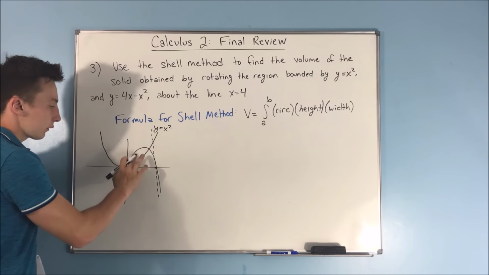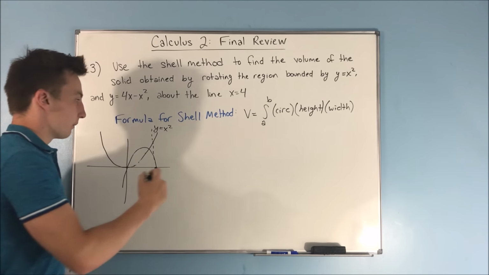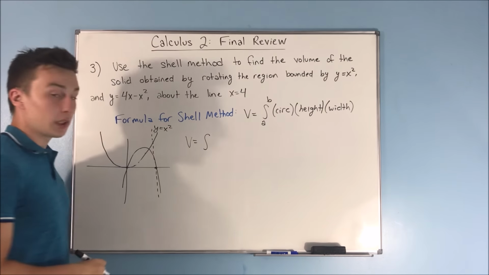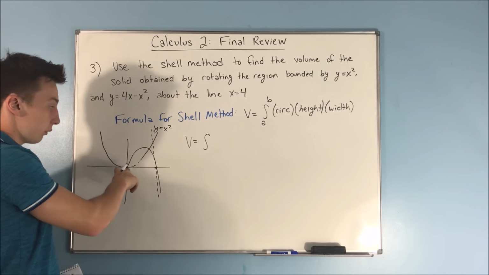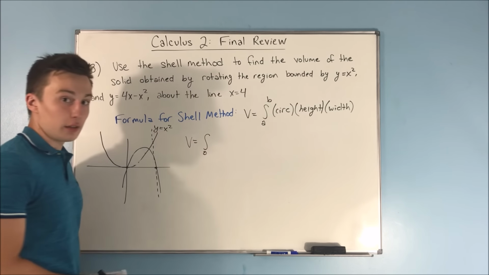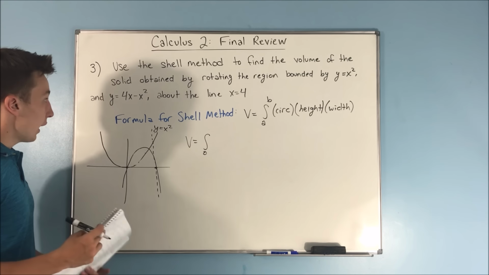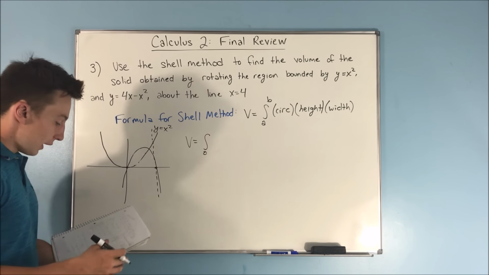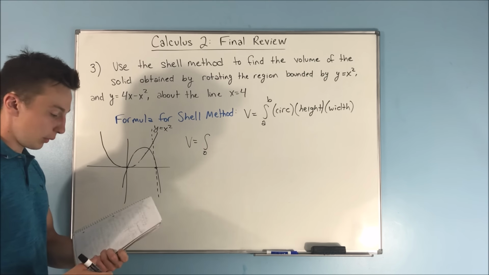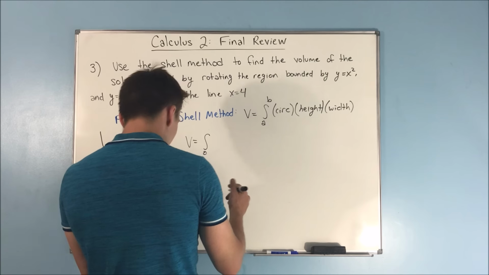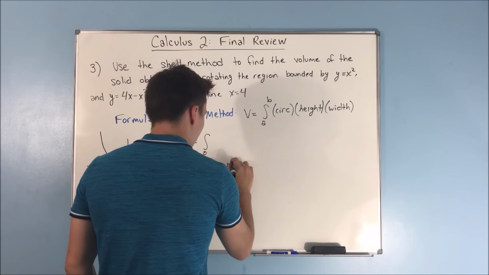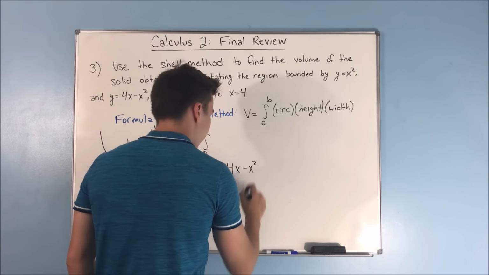So now let's set this up. We have the volume equaling the integral from what to what? We know it starts at 0, but where does our region end? It ends at the intersection of x squared and 4x minus x squared. So what we need to do is set these equal to each other. Okay, so we can say that x squared equals 4x minus x squared.